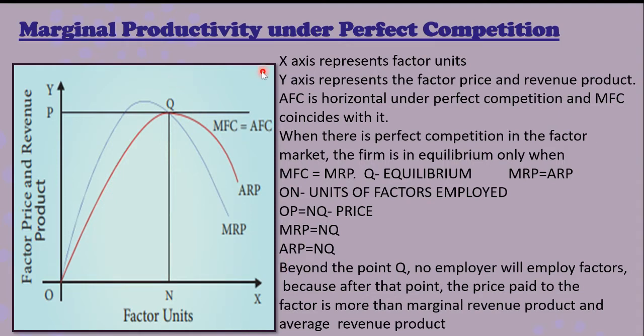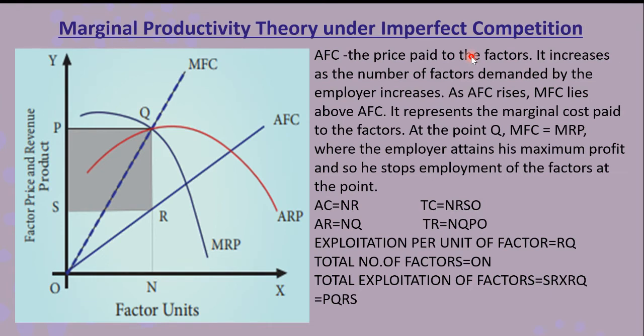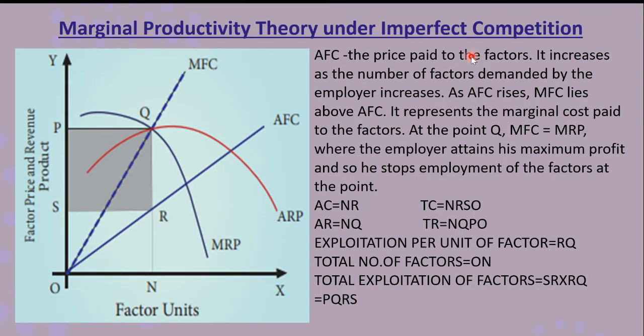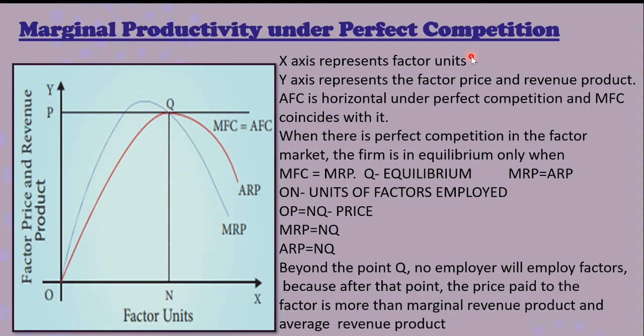The next one is marginal productivity under perfect competition. So here we are going to study under 2 heads. One is marginal productivity under perfect competition, and the other one is marginal productivity theory under imperfect competition. In the 5th chapter, we have studied about the perfect competition and imperfect competition. So here we have 2 diagrams. First, let us see marginal productivity under perfect competition.